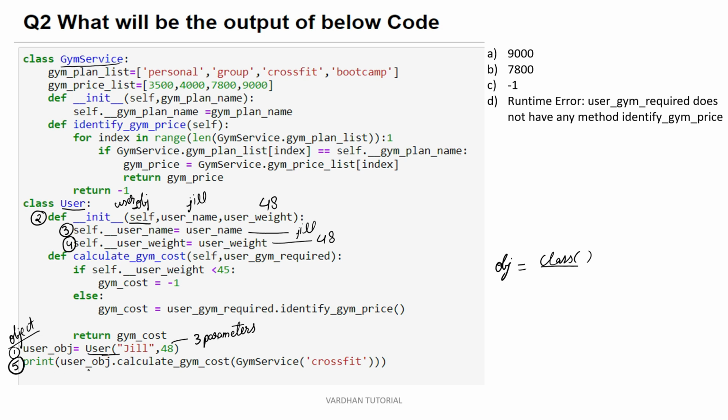Now in the fifth line we are using print. For calling any method in Python we use object dot method. So we are calling object dot method calculate gym cost, and in the parameter of this method we are passing an object of GymService. By running this line, an object of GymService will be created and crossfit will be passed to the constructor. So in gym plan name, the value crossfit will be passed. Again a private variable is created, gym plan name, and in this private variable crossfit will be assigned. Okay, so till this line, this is executed.